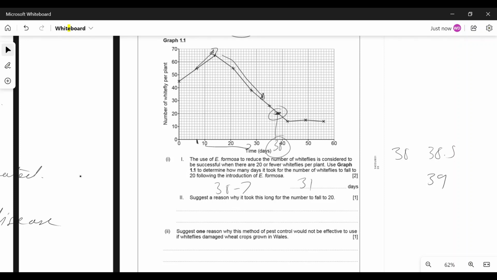So the clue here is why it took so long. It was all to do with the time the eggs needed to hatch. So the wasp eggs need time to hatch. It took time for the wasps to reproduce or start killing. It takes time to lay the eggs. It's all to do with the time needed.